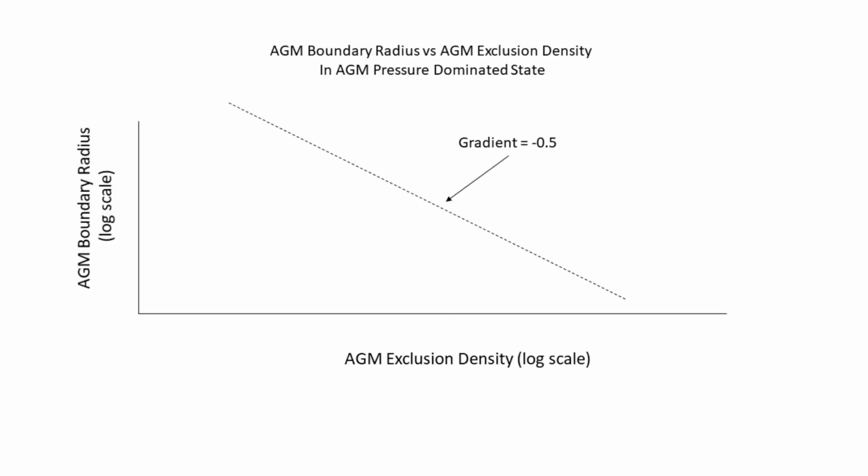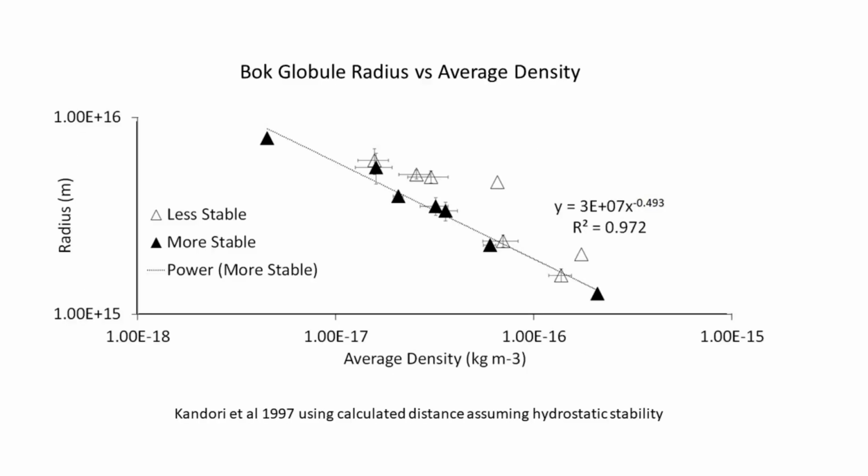So what we find is that if you were to plot the anti-gravity matter boundary radius against the AGM exclusion density on a log scale, as the mass of the object varies, you would get a line with a gradient of -1/2. So what do we find in practice? It turns out Bok globules fit on this radius against average density graph with a gradient of about -1/2. So this is evidence for the effect of anti-gravity matter.